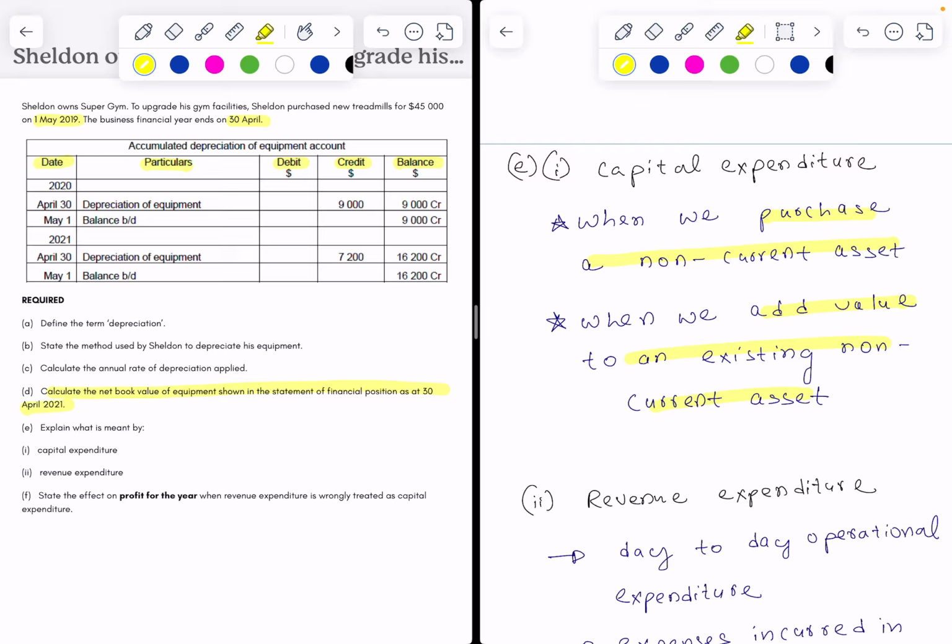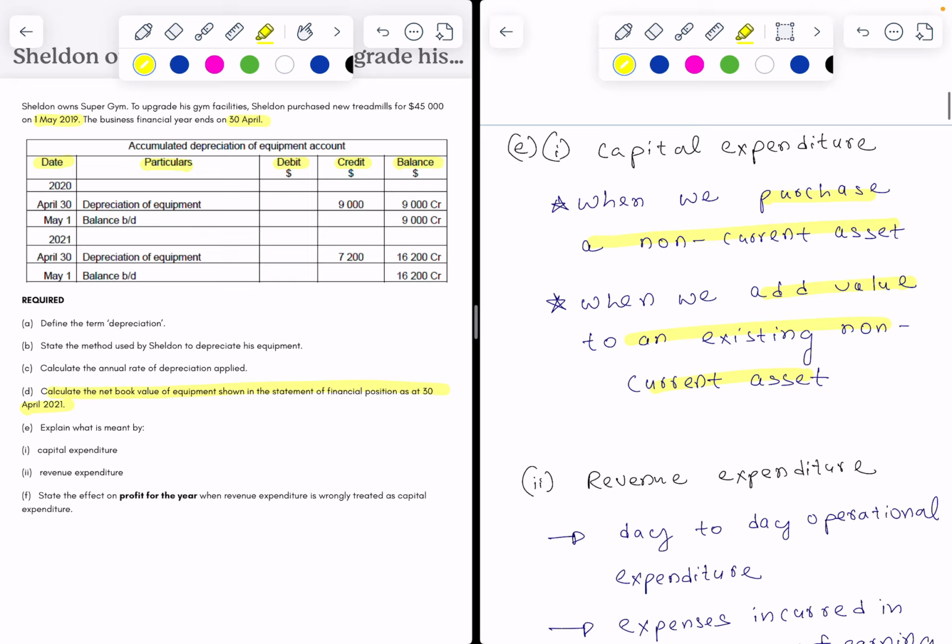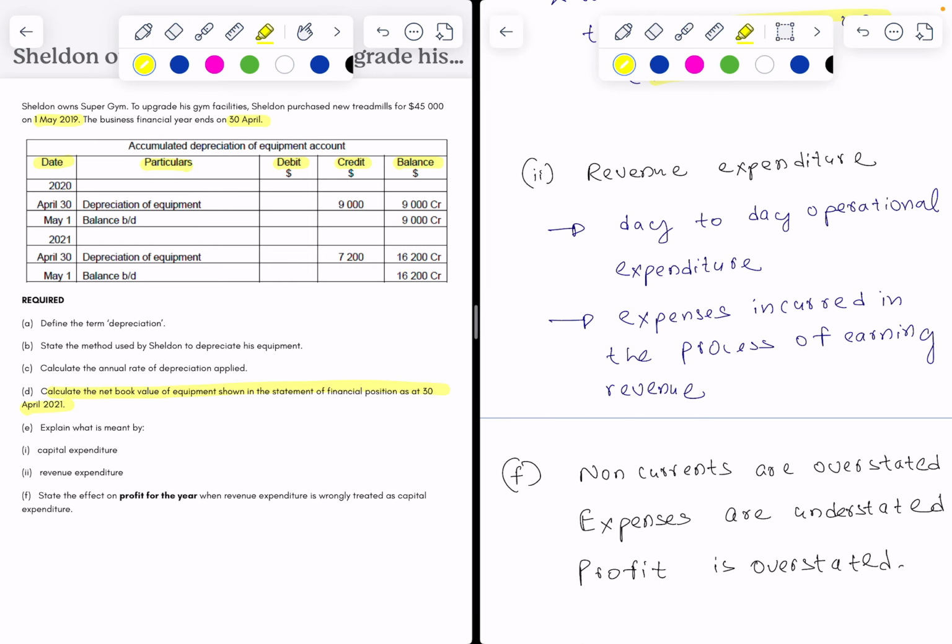So capital expenditure is simply when we buy a non-current asset and when we add value to an existing non-current asset. Revenue expenditure refers to the day-to-day operational expenditure of the business. This is basically the expenses that we incur in the process of earning revenue, okay? It could be your salary expense, wages expense, utilities expense such as electricity expense. You could have rent expense, repairs expense, many things that are just day-to-day in nature, and it's going to be there to help you generate more revenue, okay? So the simple way to look at revenue expenditure is to mainly think of expenses that the business incur, all right?